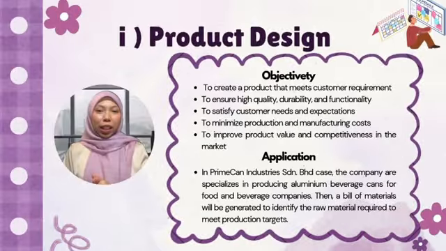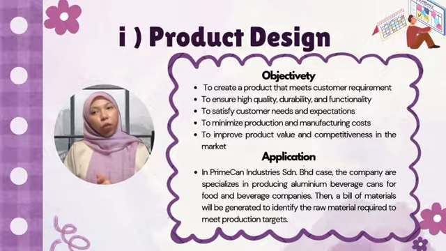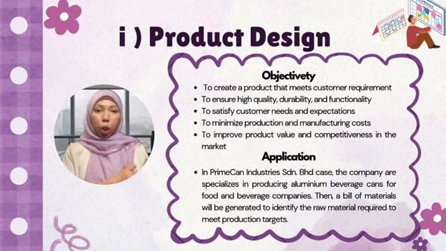The first activity in the production cycle is product design. The objective is to develop a product that meets the customer requirements in terms of quality, durability, and functionality while minimizing the production costs.